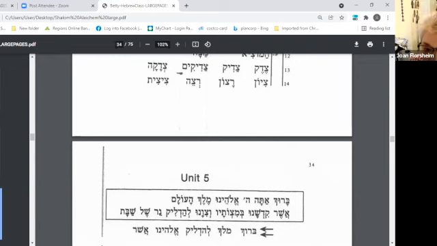Baruch atah Adonai Eloheinu melech haolam, the 6 words that begin every bracha. Say the bracha. They're the 6 words that start every single bracha. Asher kidshanu, who has made us holy in his commandments and commanded us, lehadlik, to light the ner, the candle of Shabbat. I'm still stuck on the b'mitzvotav.